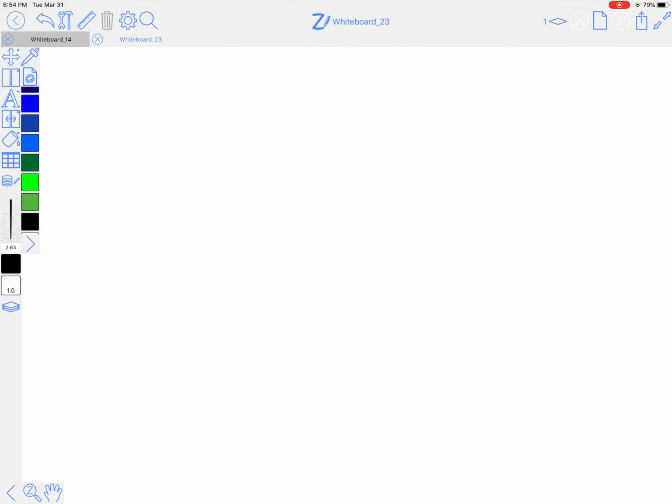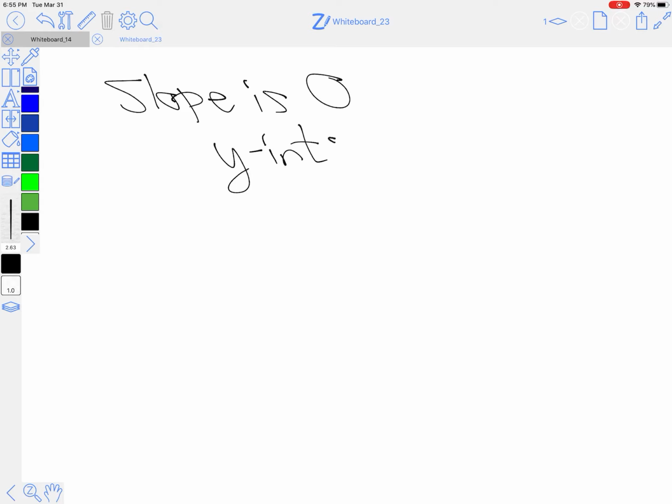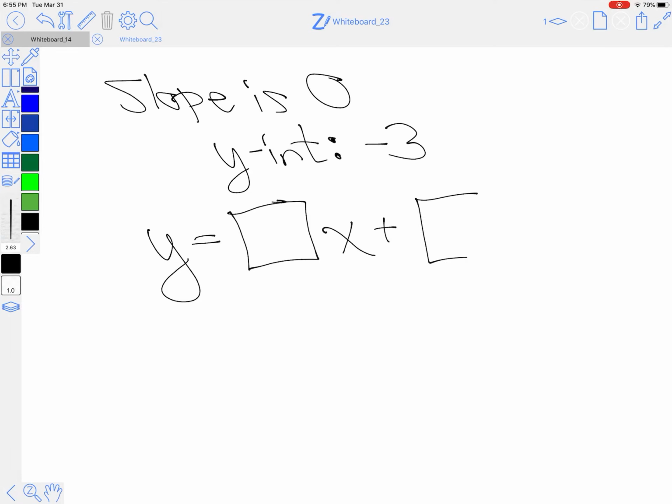Another thing they might tell you is that the slope is 0, maybe. Maybe they're going to say the slope is 0 and the y-intercept is -3. Well, if they give you this, you're going to fill it in like you should. Put your 0 in for the slope. And then because they say plus, I need to make sure I include the negative with that 3 as well. -3.